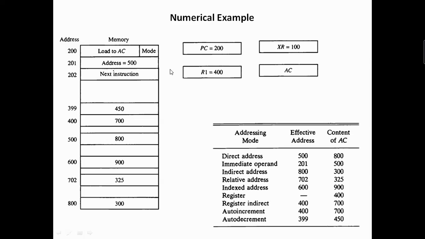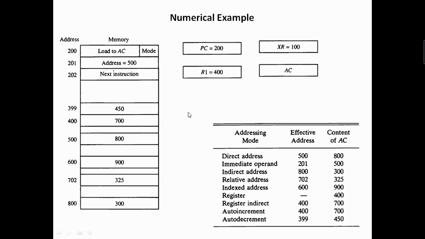And it is also given that the program counter register contains 200, and a register XR, which represents the index register, contains 100. Another register R1 contains 400, and there is an accumulator also. So this is our question, and we have to find what will be the effective address and the content of AC for each addressing mode.